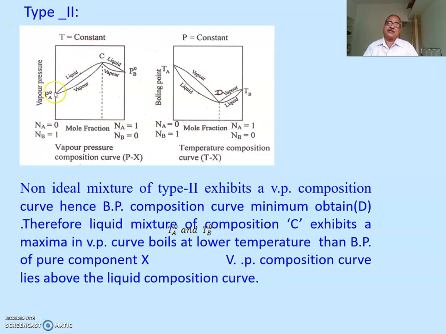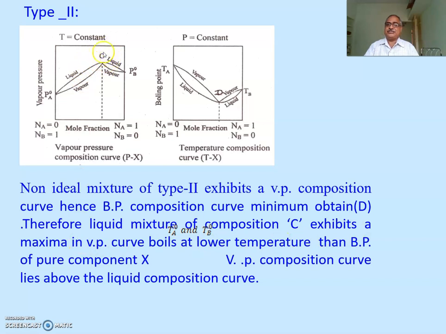In type second, there is a positive deviation in the vapor pressure composition diagram, but in the boiling point composition diagram it shows a negative deviation, a minimum. It has a maximum vapor pressure, so it shows a minimum boiling point. A non-ideal mixture of type second exhibits a maximum in the vapor pressure composition curve, hence the boiling point composition curve shows a minimum, obtained at point D, and the liquid mixture of composition C exhibits a maxima.